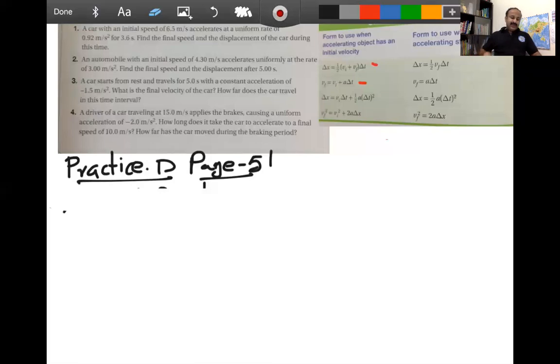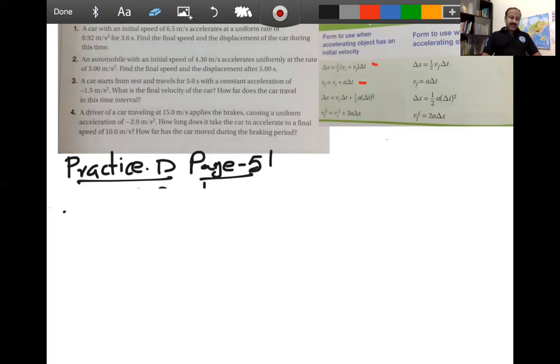Question number 2 is an automobile with an initial speed 4.3 meter per second. So Vi is given, it is 4.3, accelerates uniformly at the rate of 3.00 meter per second square. So that is its acceleration. Find the final speed and displacement after 5 seconds. So you're looking for Vf, the final speed, and the displacement delta x after 5 seconds. That means delta t is also given there.